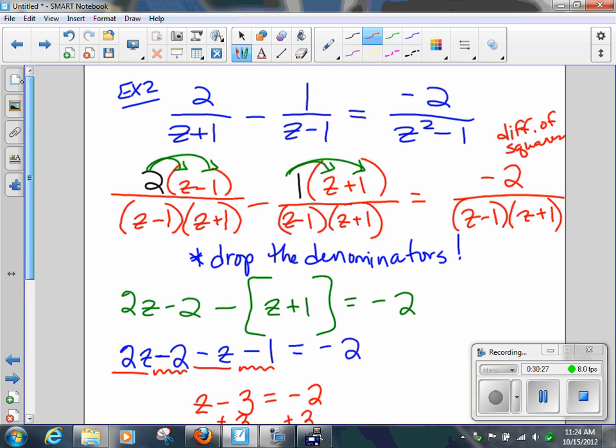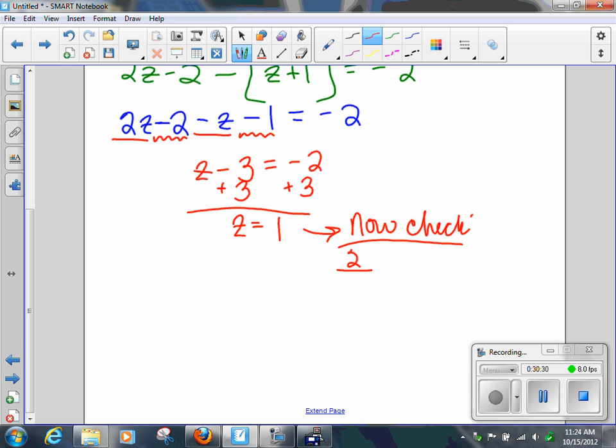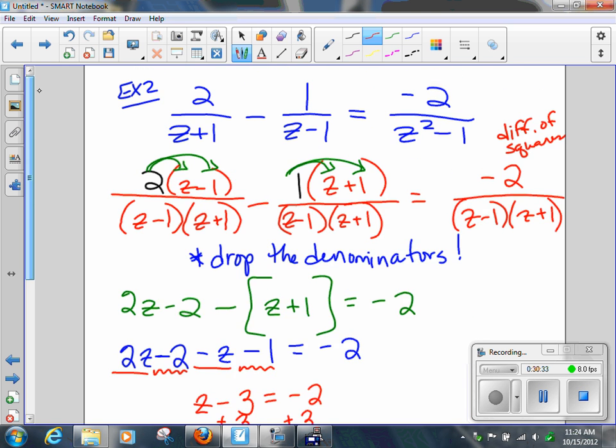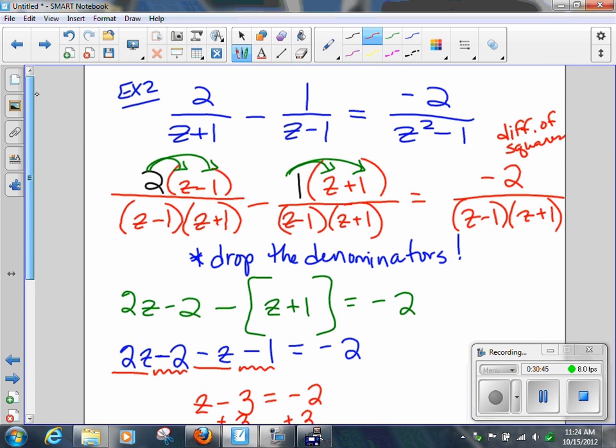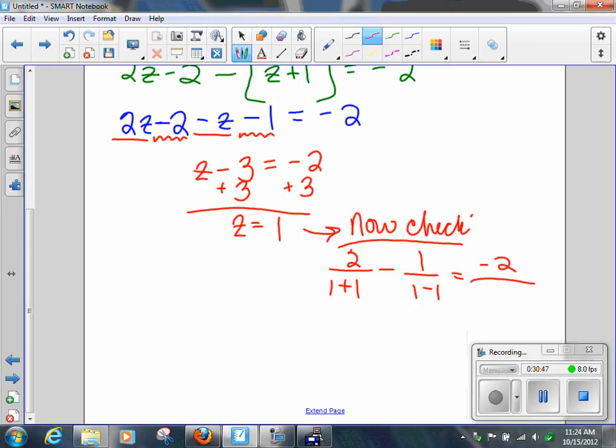What's my original? 2 over 1 plus 1? Yep. Minus 1 over 1 minus 1 equals negative 2 over z squared minus 1. You guys agree? All I'm doing is substituting my value into the original equation. Does everybody agree with that? Z is equal to 1. We think it's our solution so far, but we have to check it. Anybody seeing anything going on here?